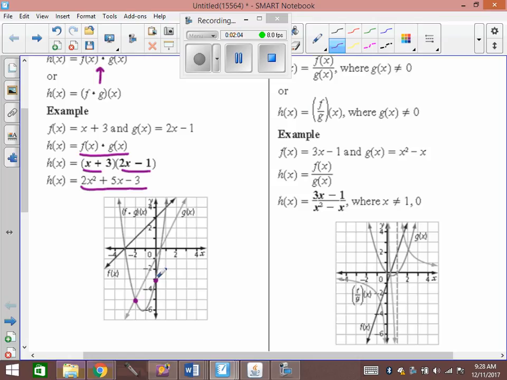No difference, right? Except instead of adding the y's or subtracting the y's, you're going to now multiply the y's. Okay? Make sense? Get your thing.